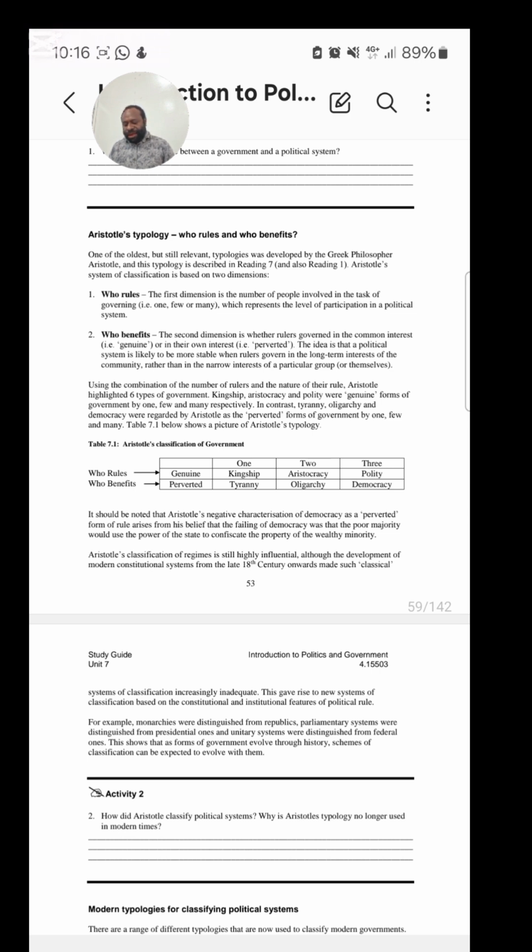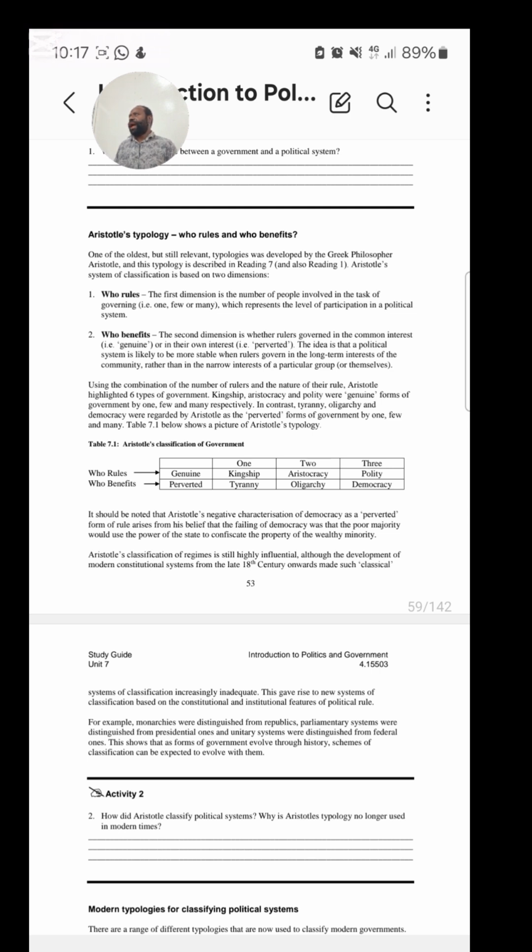Now, the perverted form of this kind of rulership is what is called oligarchy. Oligarchy is when you have two powerful rulers who tend to have insurmountable power at their disposal. Now, Aristotle had a critique for when you're looking at three or more rulers. If there are three or more rulers, the genuine rulership of that is polity, and the perverted form is democracy.